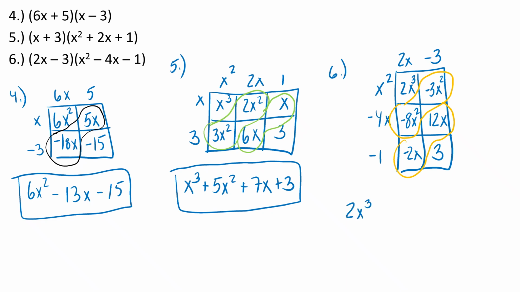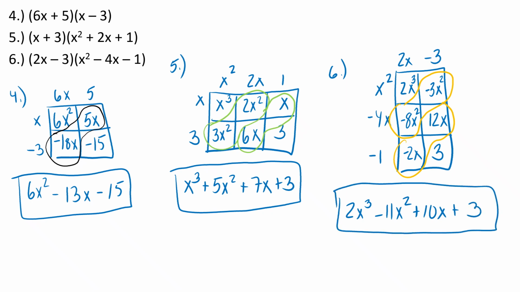2x to the third, what do we have here? Negative 8x squared plus negative 3x squared is negative 11x squared. This one I would probably think of as 12x minus 2x, which is 10x, but you can think of it as adding as well. And then plus 3. Okay, so there are the first 6 potential layouts of the work using the area model.